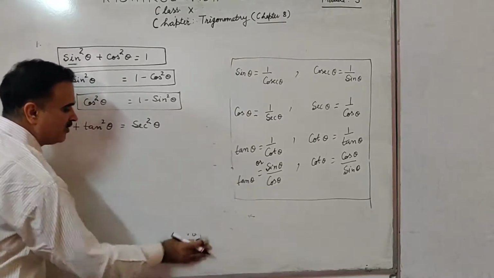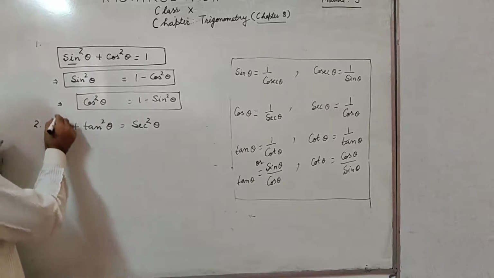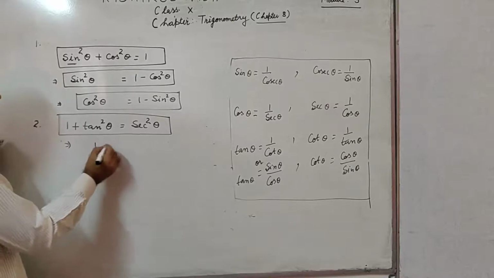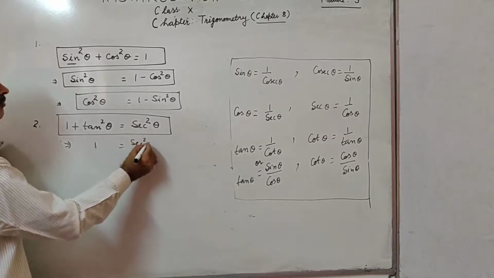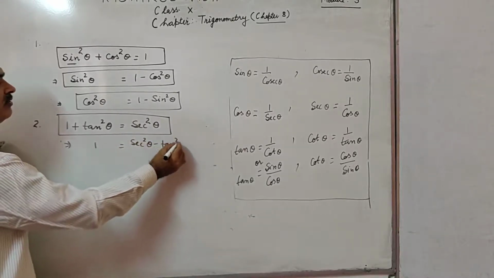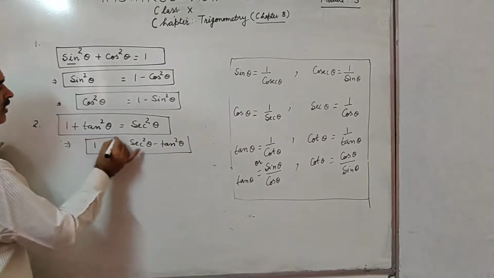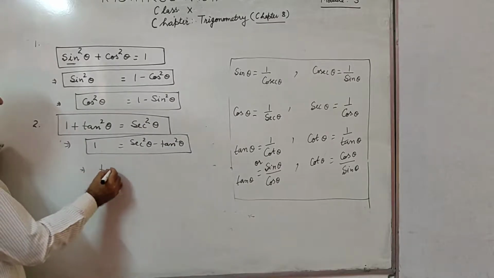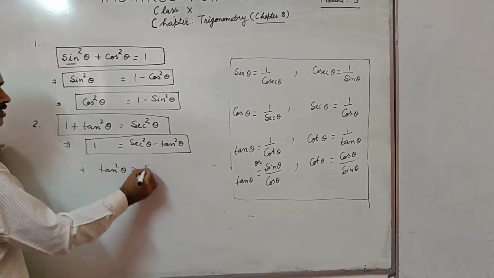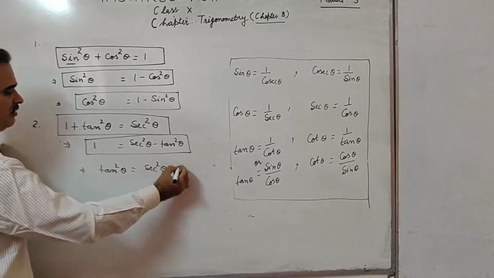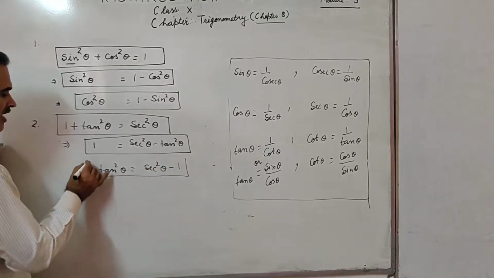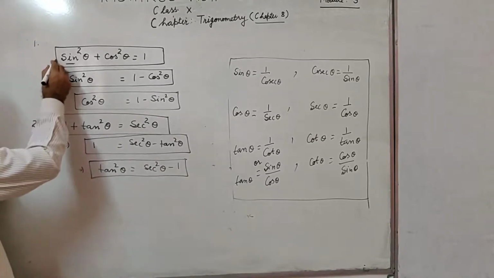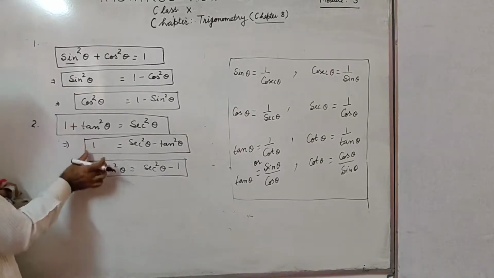Now, how many results can we get from here? With the help of this, we can get the value of 1, that is sec square theta minus tan square theta equal to 1. And tan square theta also we can get: tan square theta equal to sec square theta minus 1. So my dear friends, these are the first and second identities. With the help of this identity we can find this.